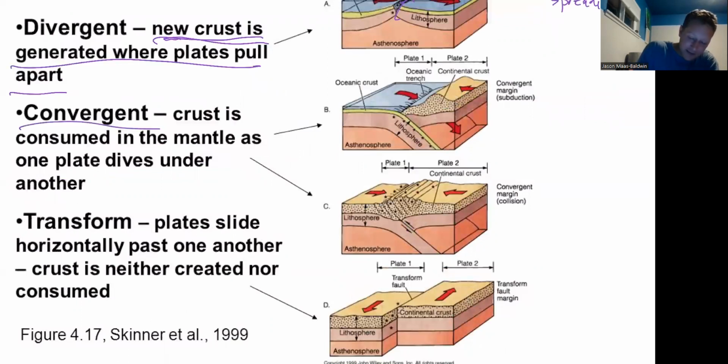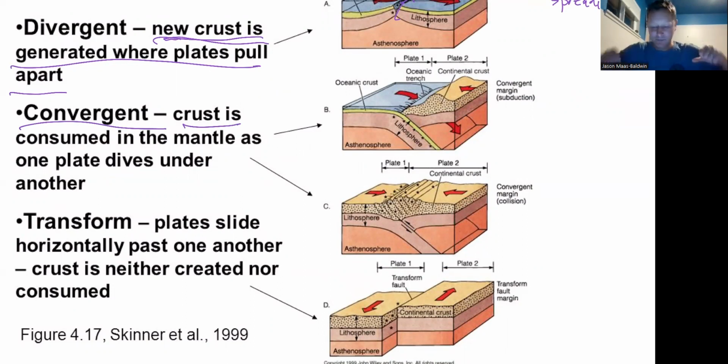The next type of boundary is a convergent boundary. This is the most confusing one right here. There are three types of convergent boundaries. Here in a convergent boundary, you have two plates colliding. And those two plates can do a few different things.